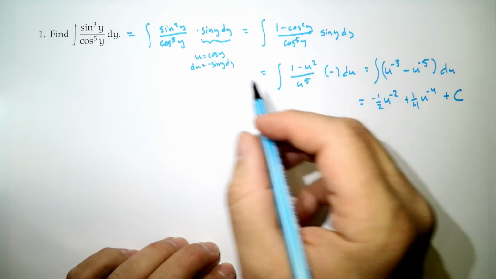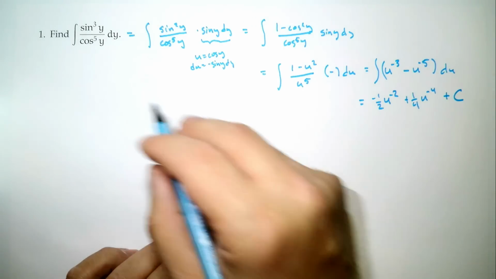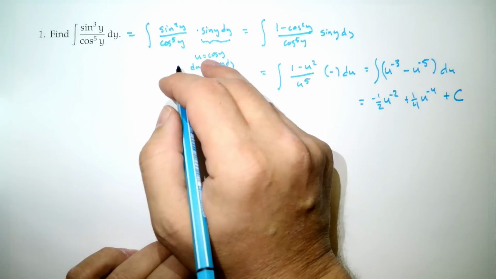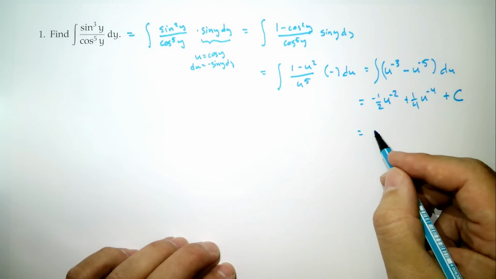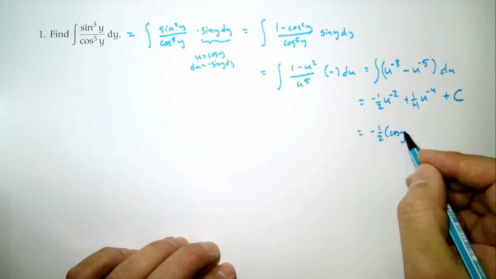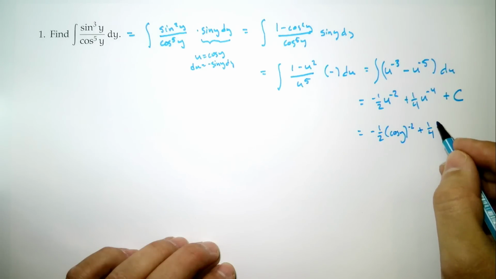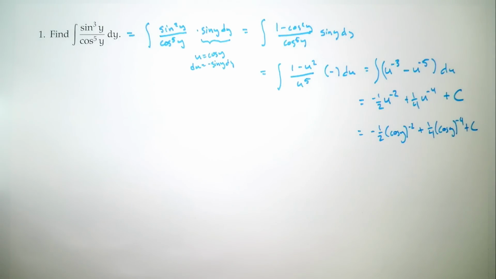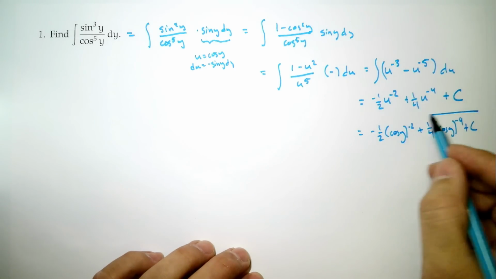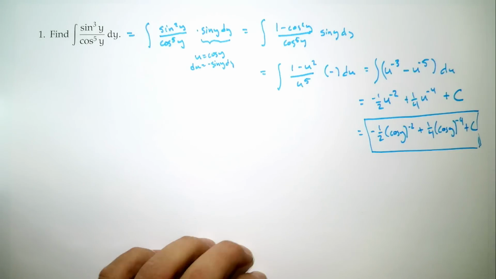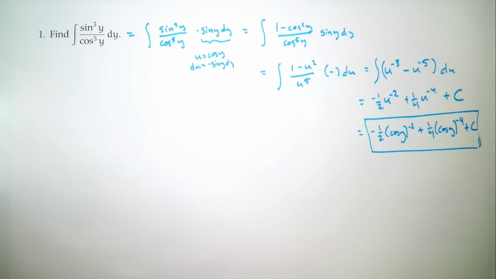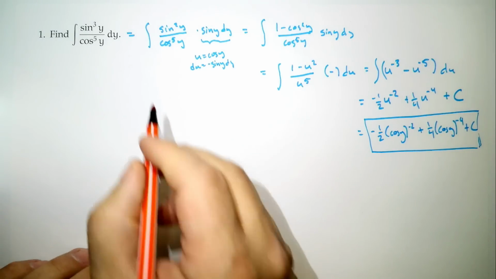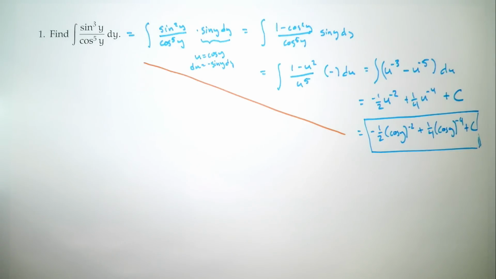Now we're not done because we need to go back and start with what we had. We started with y, so we have u equals cosine y. So we're going to have minus 1/2 cosine of y to the negative 2 and plus 1/4 cosine of y to the negative 4 plus c. And that's good enough. There are things you could do, but from here it's just fiddling around and simplifying. And oftentimes it's better not to fiddle around and simplify because mistakes have been known to happen. So, be careful.